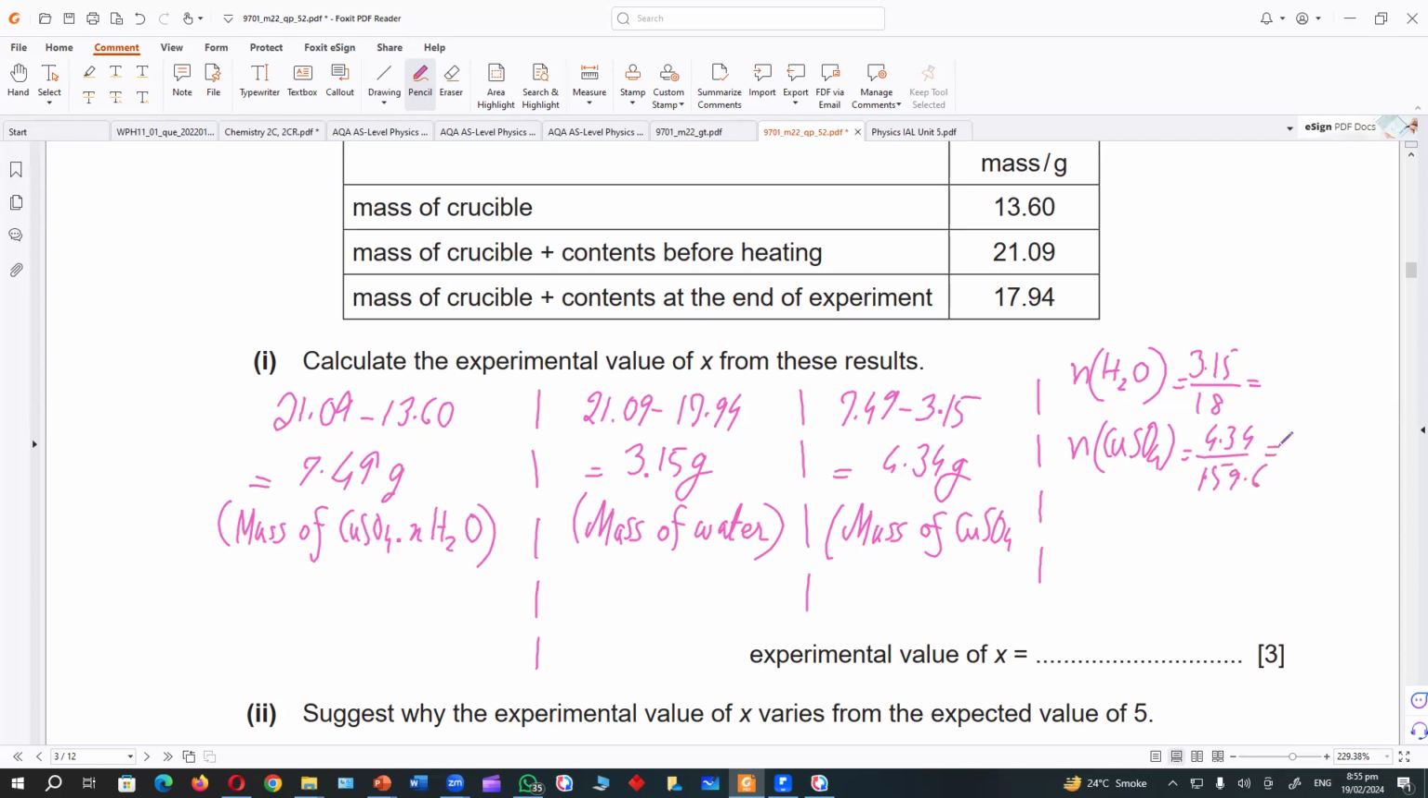Now divide them. For water, it will be 0.175. And for the copper sulfate, it will be 0.0272.